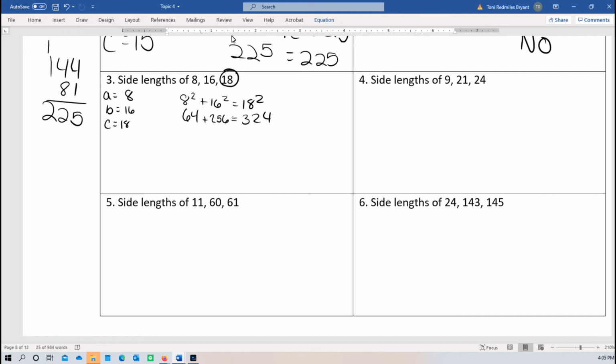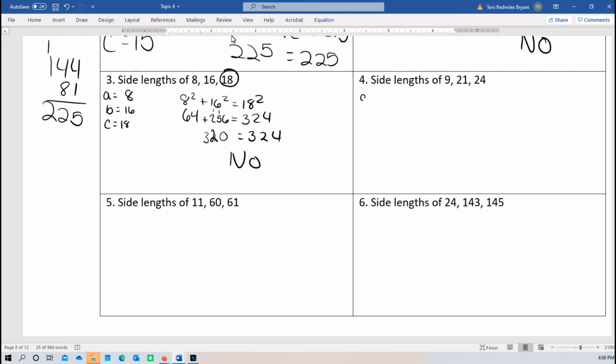Let's add up this side and see if it's a true statement. You can already kind of see it's not going to be. But let me double check with the calculator since I did that in a roundabout weird way. It's a little bit off, 320. But 320 still does not equal 324, so no.